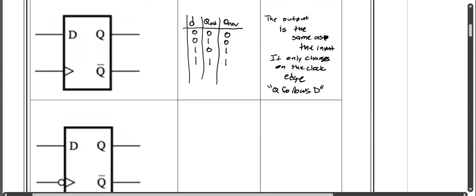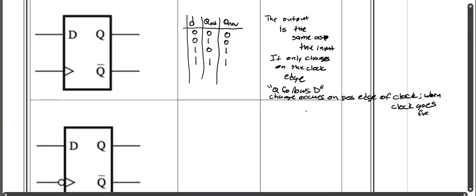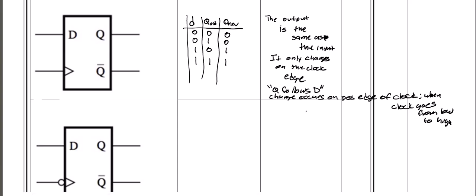And this one, the change occurs on the positive edge of the clock. That means when the clock goes from low to high. And this will make more sense when we look at a timing diagram. That means it's not going to change when it goes from 1 to 0, right?